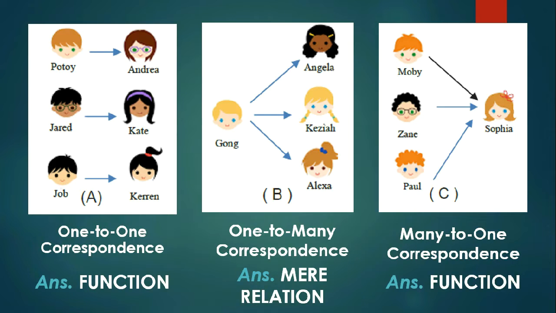Function siya kasi lahat ng elements ni A ay naka-pair siya, walang naulit na element ni A. Si Moby ay naka-pair kay Sophia, si Zane ay naka-pair kay Sophia, at si Paul ay naka-pair kay Sophia. Huwag kayong malilito, ang sinabi sa rule, function siya kapag walang naulit doon kay first element. Okay lang na may maulit kay second element, ang importante, walang mauulit kay first element.